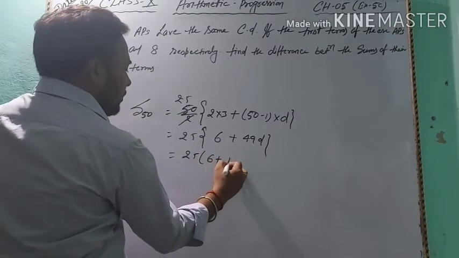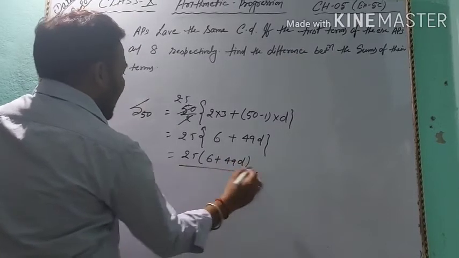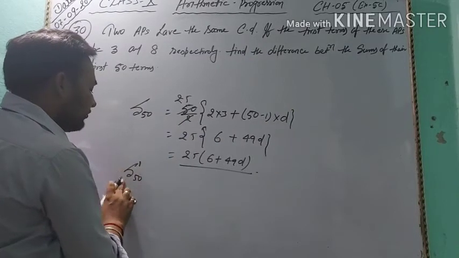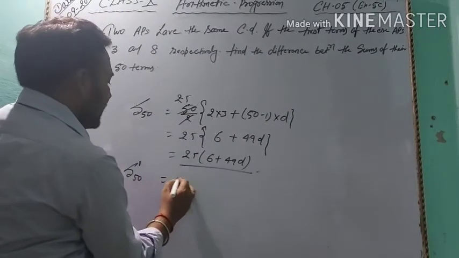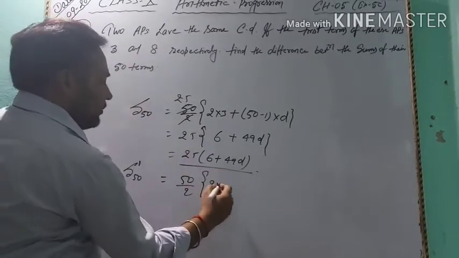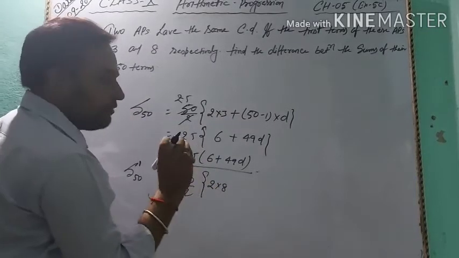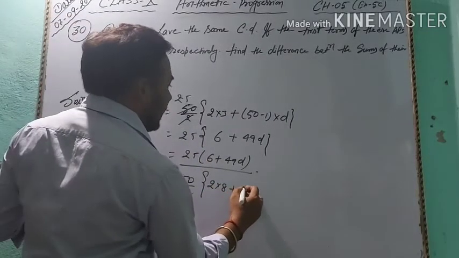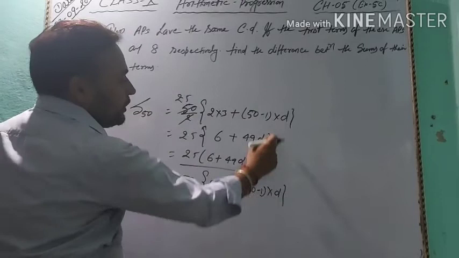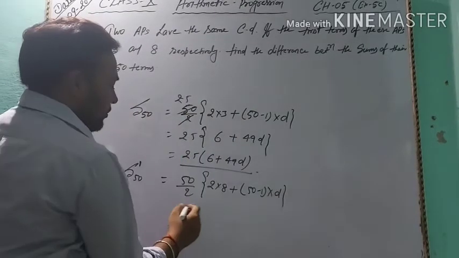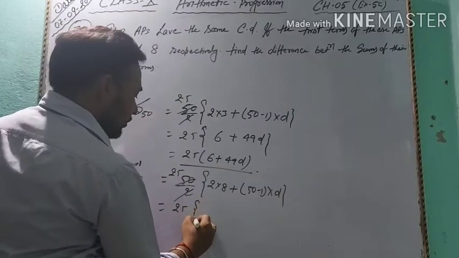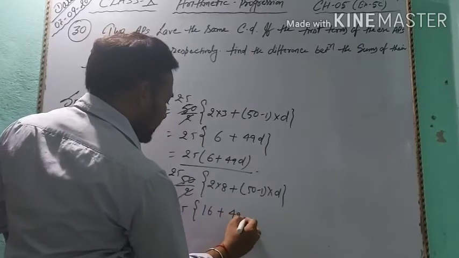25 into 6 plus 49D. And the sum of 50 terms of the second AP is S dash 50, that is 50 by 2 into 2A, where A is 8, the first term of the second AP, plus 50 minus 1 into D. D is the same common difference for the two APs, that is 25 into 16 plus 49D.